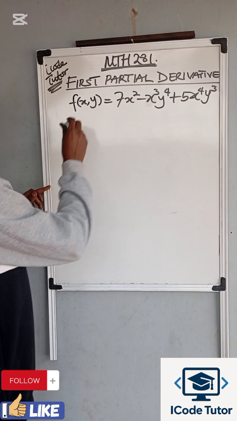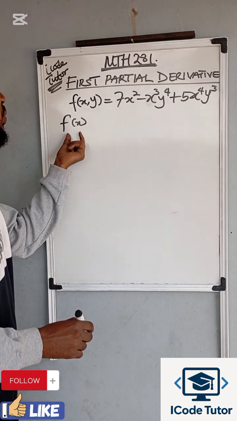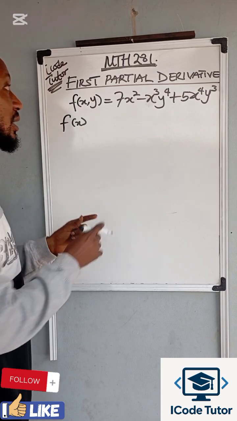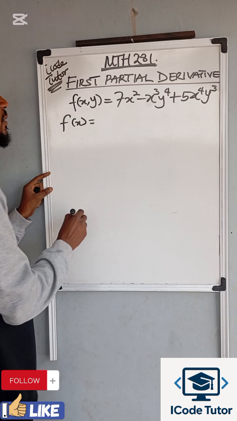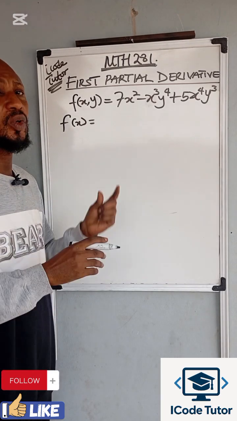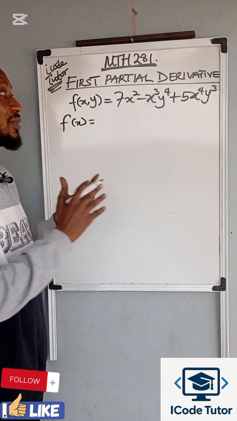Now, let's say we have f of x. That is, we need to find the function of x separately and the function of y separately in terms of their variable. What we need to do is find the derivatives of the function, treating the other one as a constant.